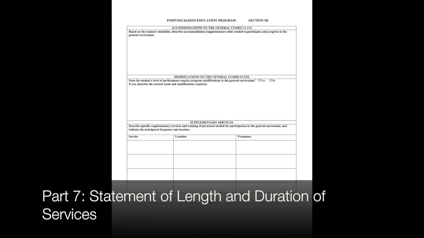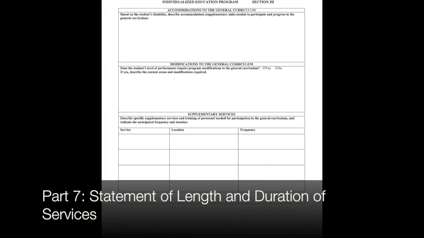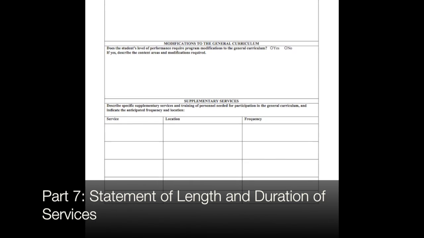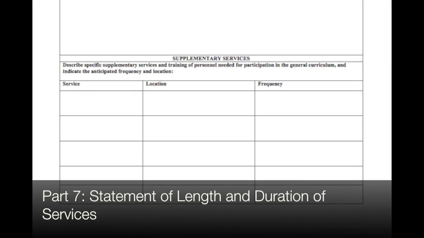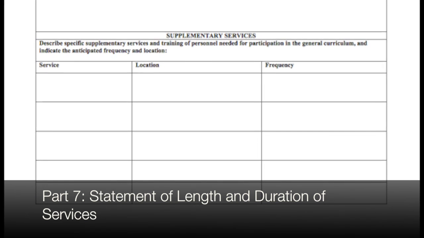The IEP must include the following information regarding the duration of services: a projected beginning and ending date of services, frequency of the services, where they will be delivered, and how long they will be provided.